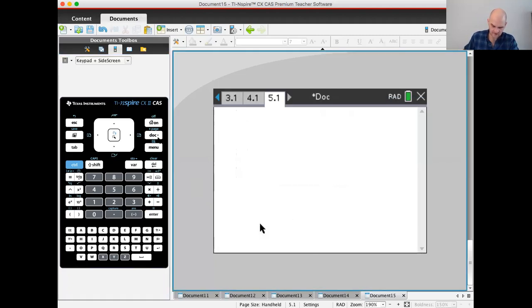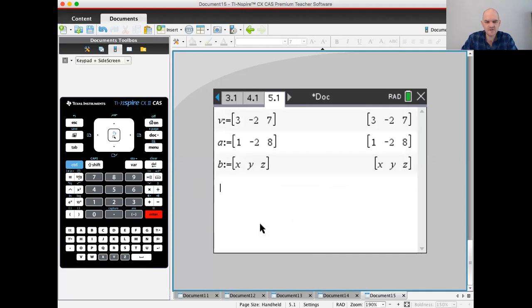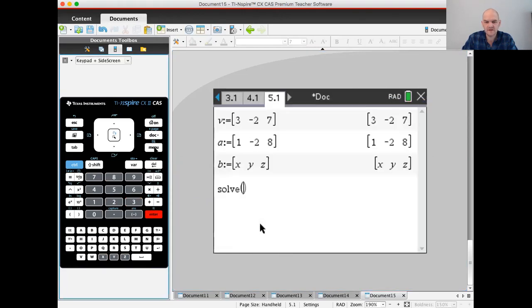All right, so let's say that we were doing this previous one. I'm finding the terminal point, where v is 3, -2, 7. The initial point, which I'm going to call a, is 1, 2, -2, 8. And then b, the terminal point, I'm going to say is x, y, z. So let's just solve that: solve b minus a equals v for x. So 4, -4, and 15. There you go. Couldn't be more straightforward.